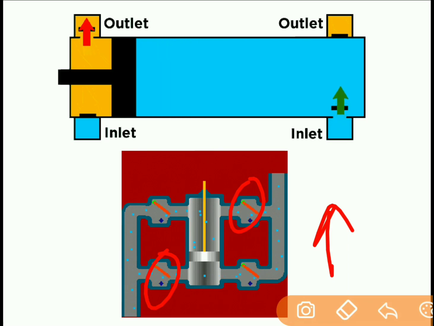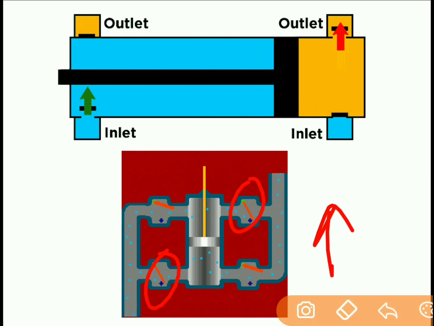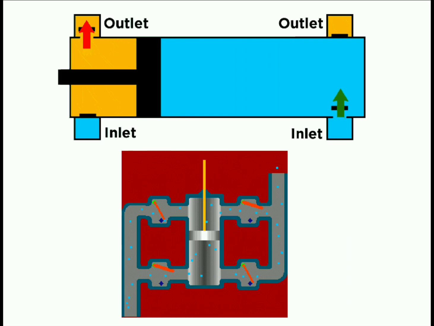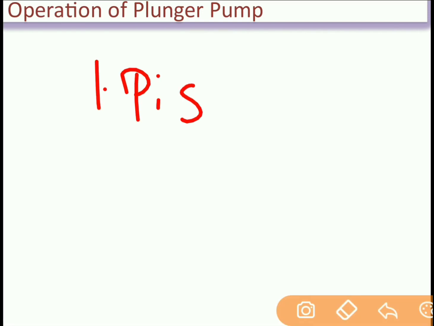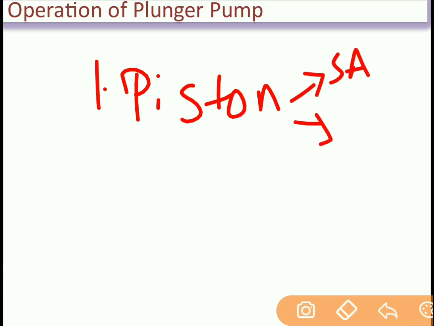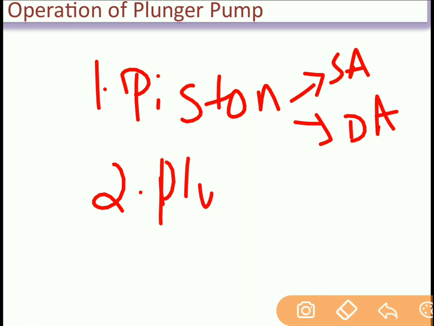So you can observe this thing in the animation clearly. Now let's move to the next category of pump, plunger pump. Reciprocating pumps were divided into 3 categories. First is piston pump. For piston pump we have seen single acting and double acting. Second is plunger pump. Single acting reciprocating pumps have 3 parts: piston pump, plunger pump, and third is bucket pump.